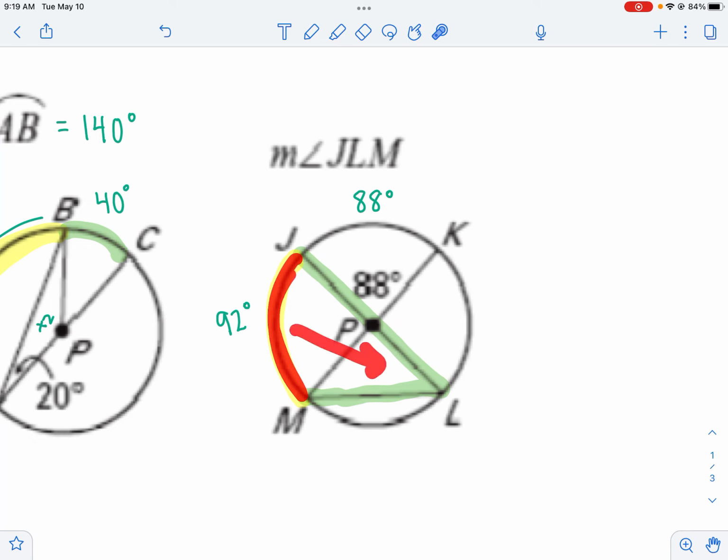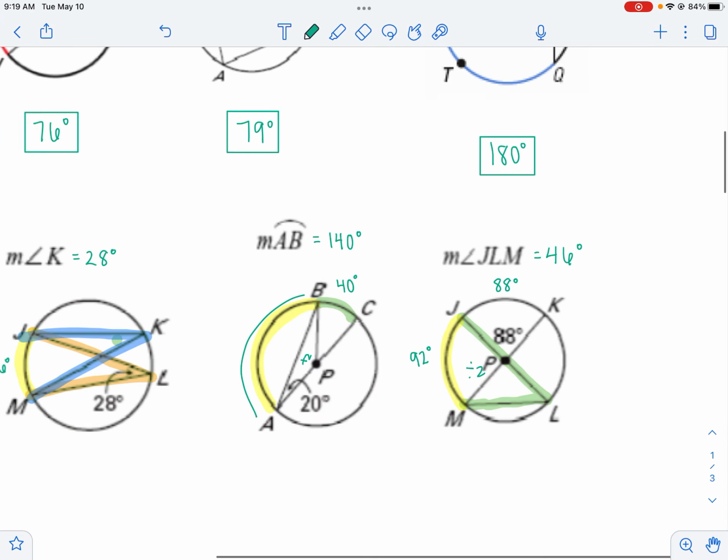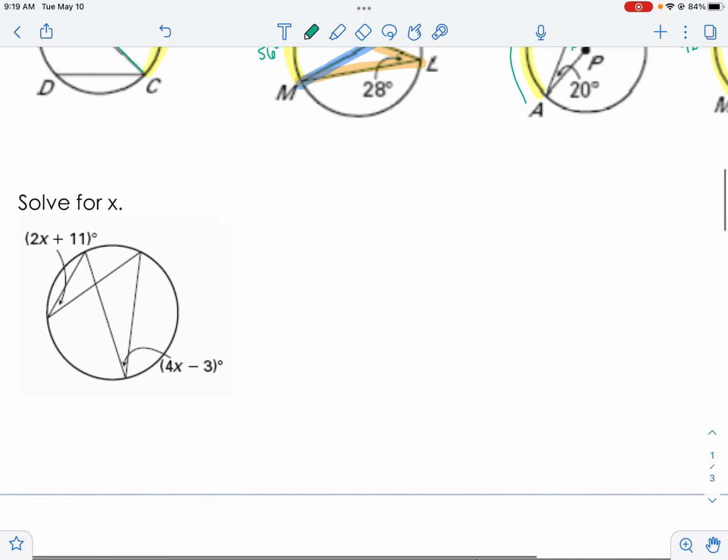And if I know that arc, now I can find that inscribed angle. So just be thinking, how do we find the inscribed angle if we have the arc? What do we do if we're going in? Well, if we're going in, we're going to divide by 2. So 92 divided by 2 would make the measure of that angle 46 degrees. And those are some of our more complicated inscribed angle problems.